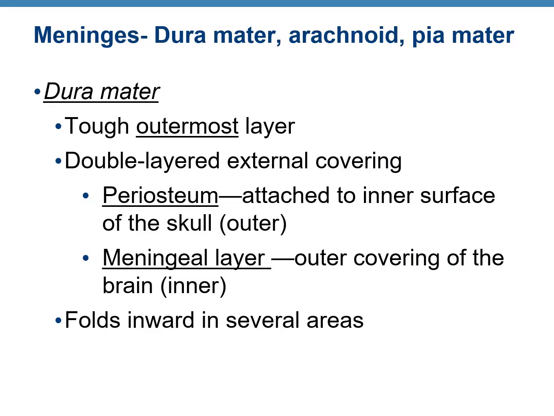A set of three membranes, collectively known as the meninges, surround the brain. The meninges include the following. The first one is dura mater. The outermost meninx is the thick, leathery, double-layered dura mater. The superficial periosteal layer is fused to the skull, and the deeper meningeal layer is continuous with the dura mater of the spinal cord. The two layers of dura are fused, but in certain regions the meningeal layer separates from the periosteal layer.